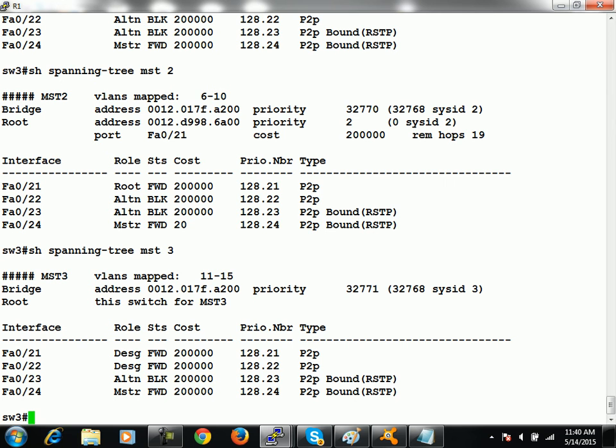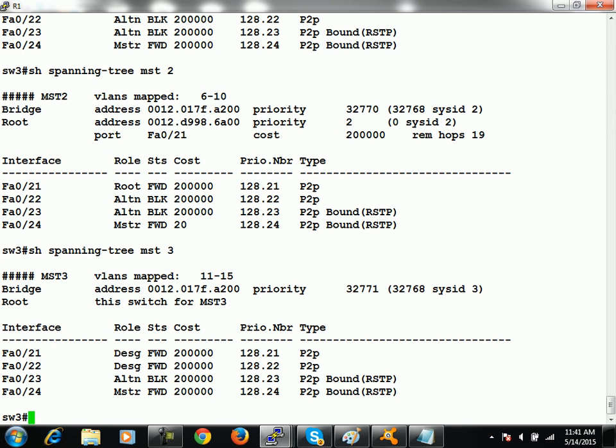Which one is more used? Now you tell me, because I have taught you all the advantages and disadvantages of PVST plus, rapid PVST plus, and MSTP. You tell me which one you will prefer as a network admin. Then why?